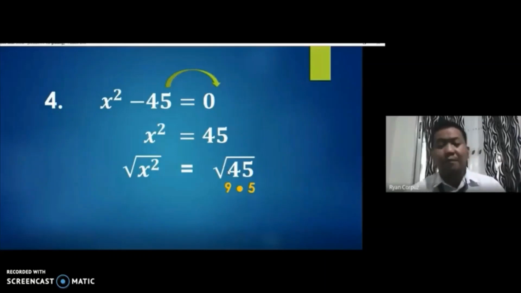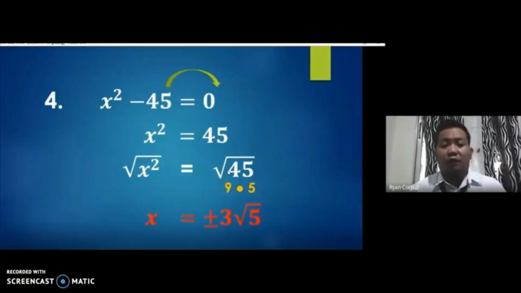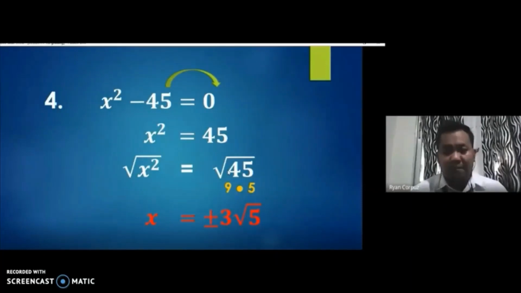But what will happen to 5? The 5 will be left inside the radical sign. So that's why we come up with an answer which is x is equal to positive negative 3 square root of 5. Since 5 does not have any more factors wherein one of its factors is a perfect square other than 1, then that 5 will stay inside the radical sign. It's just saying that the solutions to the quadratic equation are irrational numbers. So that's positive negative 3 square root of 5.